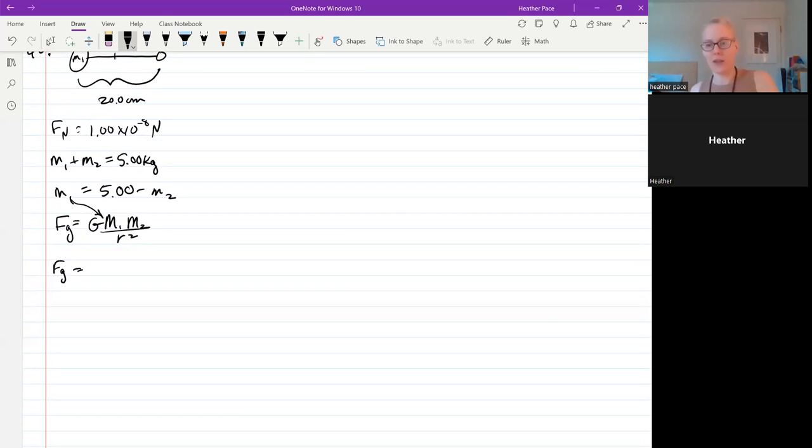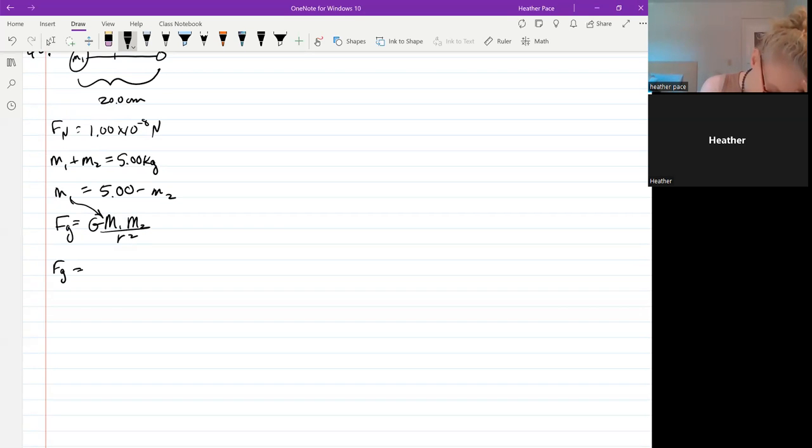Usually I try to shove everything to one side. This one gets a little more complicated because we're actually going to have to use the quadratic to solve it. So we're going to leave it as it is. We're going to do all our math to find out what our A, B, and C is for the quadratic, and then we're going to shove everything as we need to.